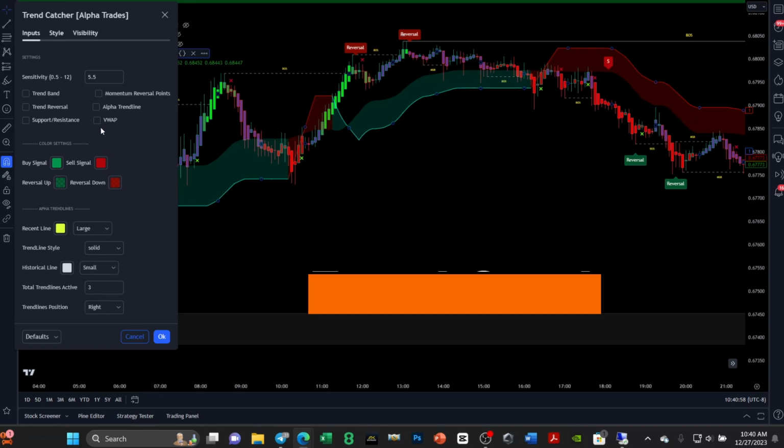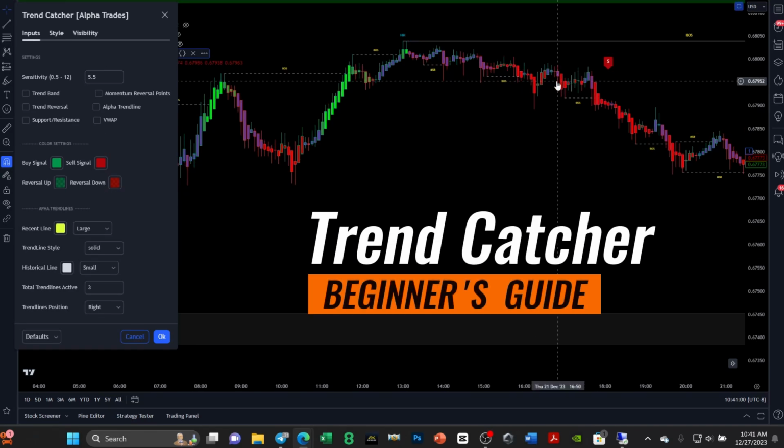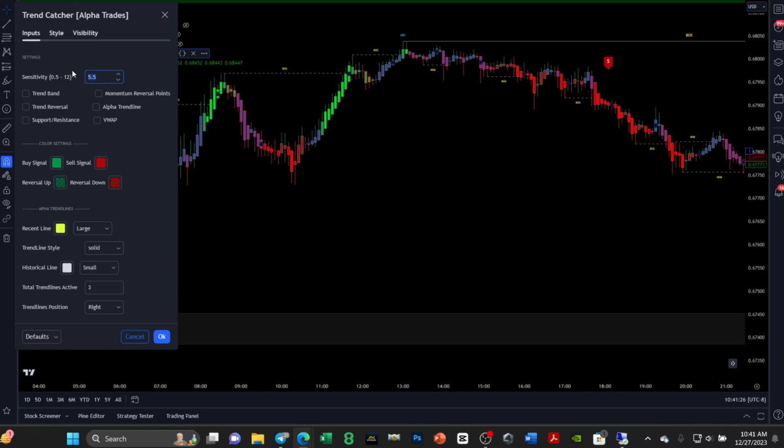The first section of the trend catcher is the sensitivity. Sensitivity is basically the buy and sell. For example, 4 to 5.5, right? You don't want to go any higher, you want to go lower, if you want to go to the lower time frame, right?